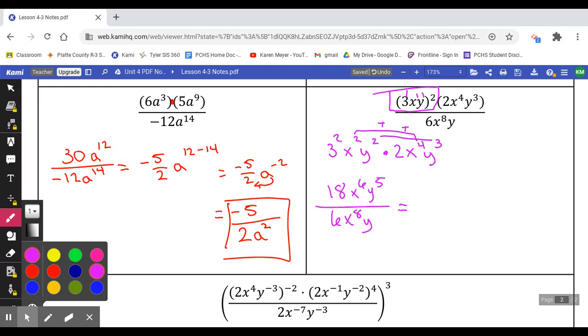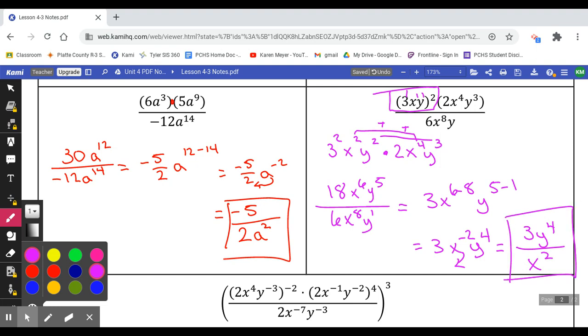So now divide your coefficients to 3. And then we're going to subtract our exponents. So 6 minus 8. And for y, 5 minus 1. Don't forget, if there's not an exponent, that is a magic little 1. So we got 3x to the negative 2nd, y to the 4th. Oh, can't have a negative exponent. So on the top, I have 3y to the 4th. And on the bottom, I have to move that x squared so it becomes positive. Done.